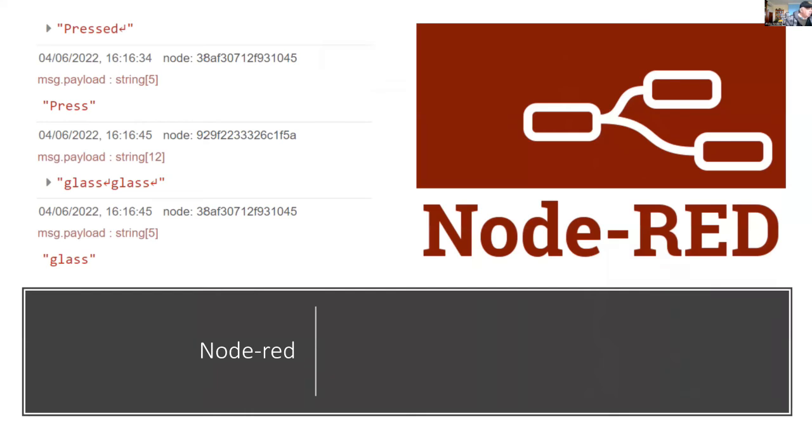And the results on Node-RED, they give me the classification. So when it gets glass, it's able to tell me it's glass, and sound that out in speech.